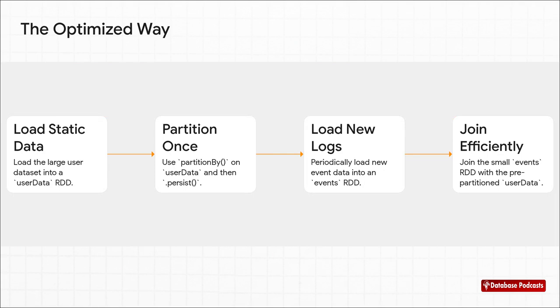The trick is to work smarter, not harder. Here's the pro-level approach. First, you load that huge user dataset. Then, and this is the secret sauce, you use partitionBy to pre-organize that data across your cluster by its key, the user ID. Think of it as a one-time setup cost. After you do that, every time a new, smaller event log comes in, the join becomes ridiculously efficient.